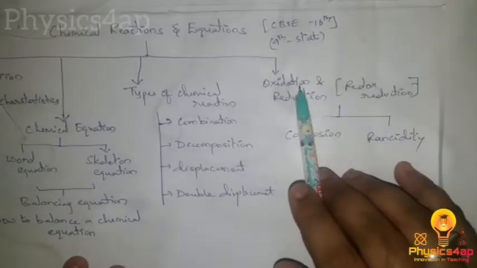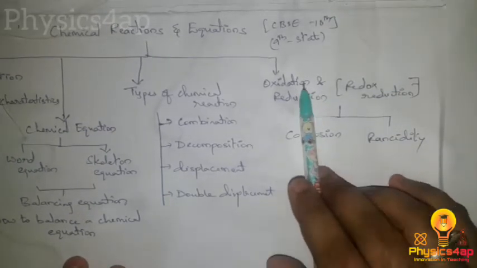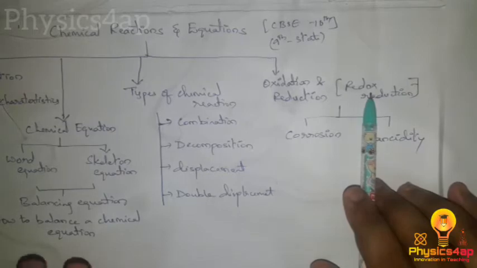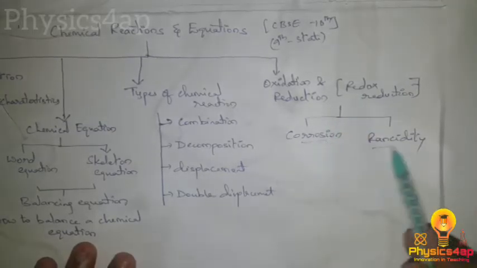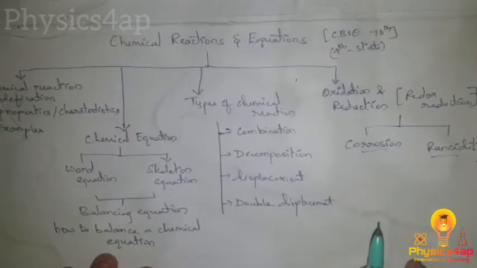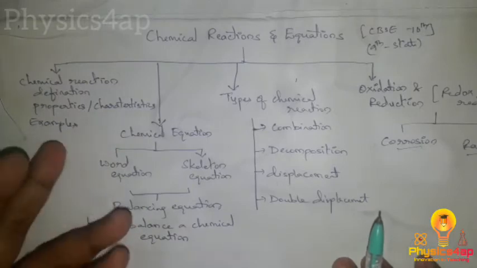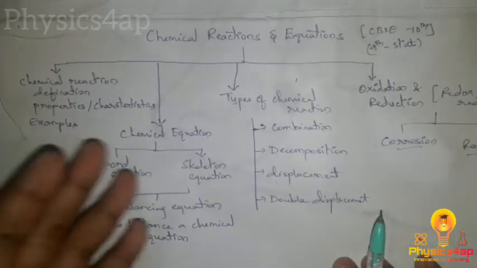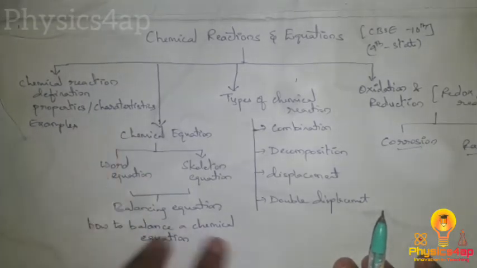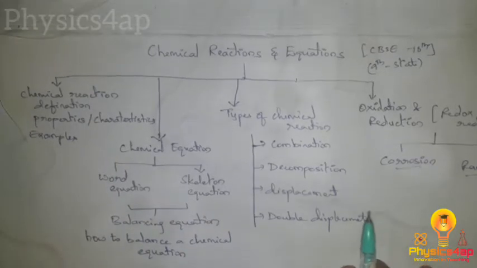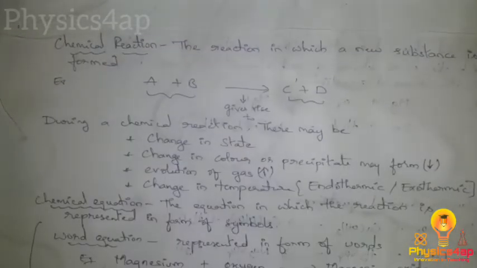And we will discuss oxidation and reduction reactions, also known as redox reactions, and among those we will discuss corrosion and rancidity. So now it's time to discuss the chemical reaction, its definition and characteristics, and then the chemical equation and how to balance it. So let us move on to our topic.